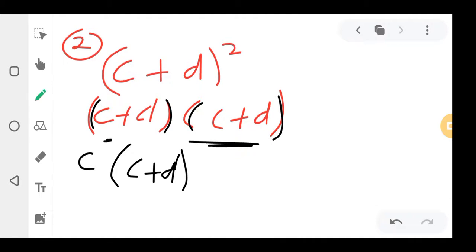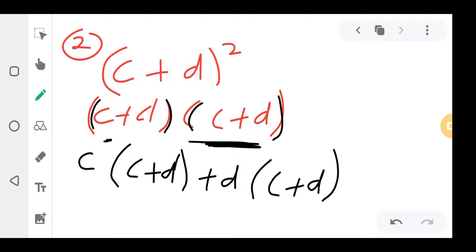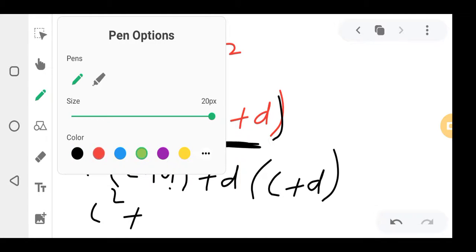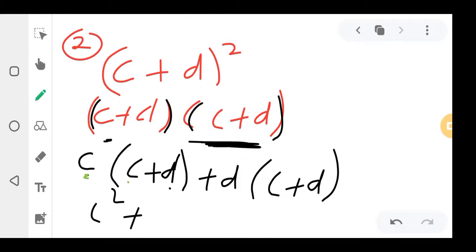And then plus d. Again, plus d comes here, and again I multiply it with everything here. Open bracket, c plus d. Have you seen that I've multiplied? C times c is c squared, plus c times d is cd, plus this d times c, which is cd again, plus d times d, d squared.